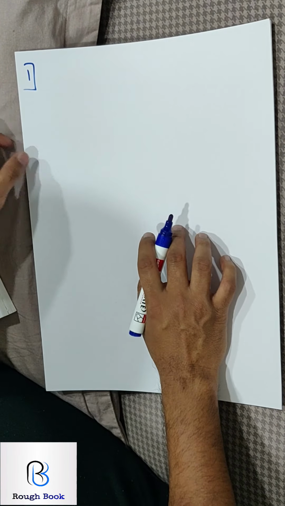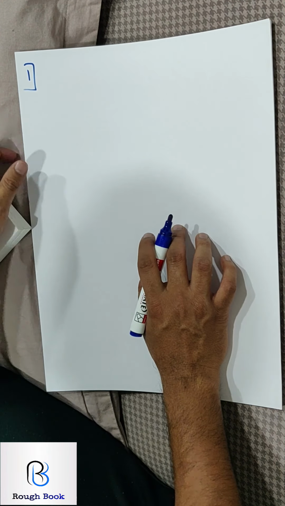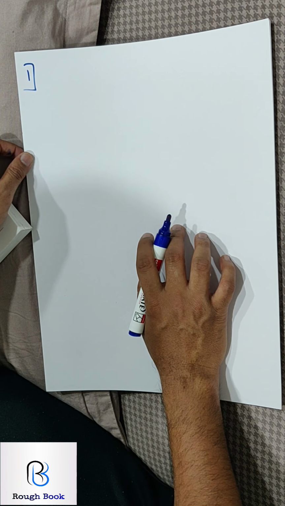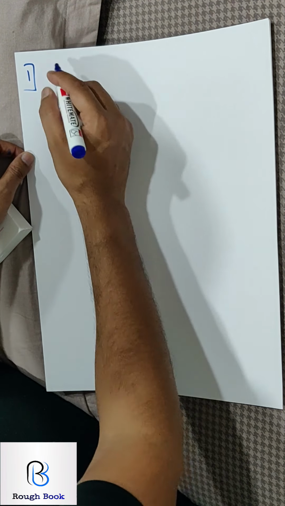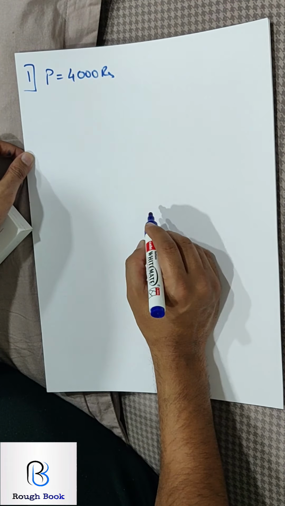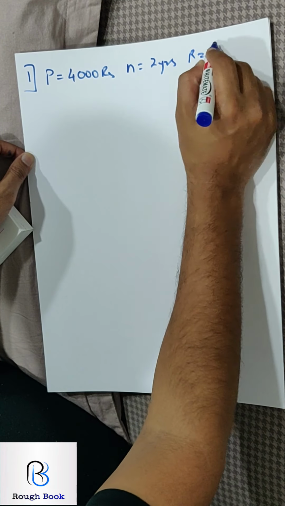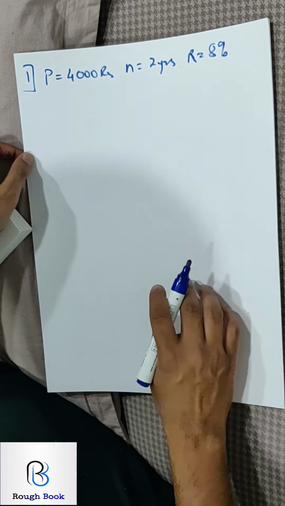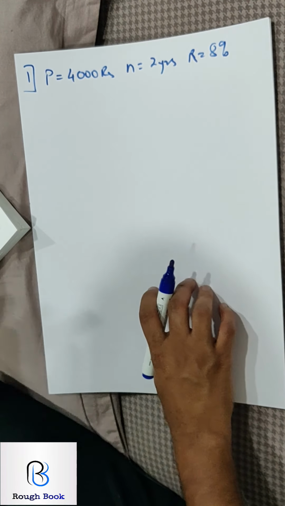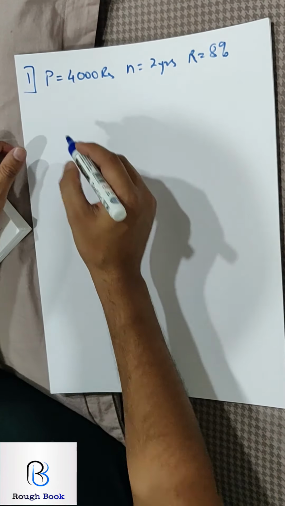As of now, I want everyone to start with sum number 1, which talks about calculating the difference between simple interest and compound interest. So the sum reads this way: calculate the difference between simple interest and compound interest on rupees 4,000. So principal is rupees 4,000 for 2 years, so the number is 2 years, at the rate of 8%. So they want us to calculate the difference between the simple interest and the compound interest. I want everyone to try this sum. Go ahead, pause the video.